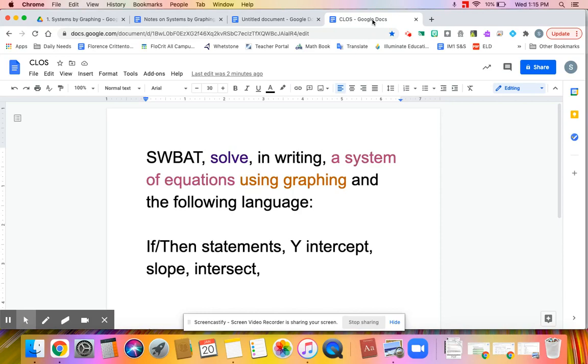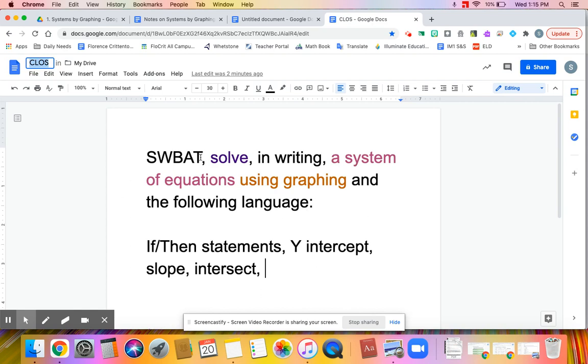Welcome to our first set of notes in this class. When I start off notes, I will always start with a CLO. And the CLO stands for Content Language Objective. So this is our goal for the lesson. It's basically what you're going to learn.